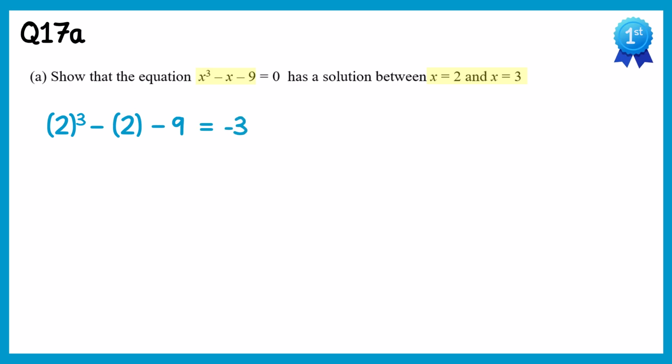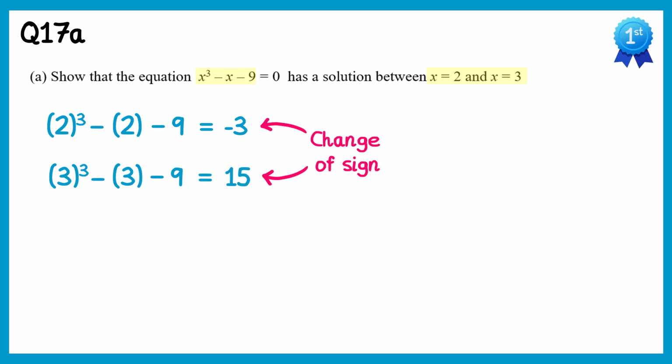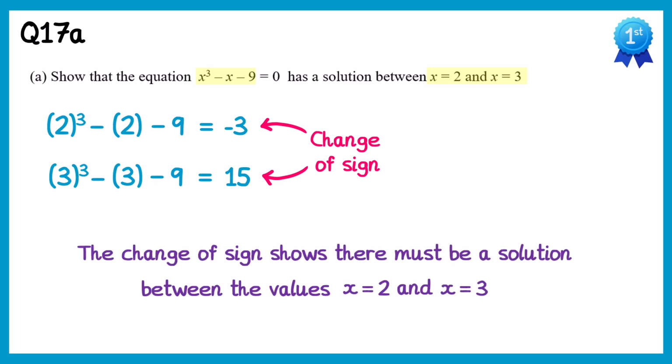Then we'll do exactly the same process for x equals 3. So 3 cubed, subtract 3, subtract 9, which gives you 15. Here we can observe a change of sign. Since the original equation was equal to 0, one of these is below 0 and one is above 0, we know that there must be at least one solution in between x equals 2 and x equals 3. So we can just write down that the change of sign shows there must be a solution between the values of x equals 2 and x equals 3.